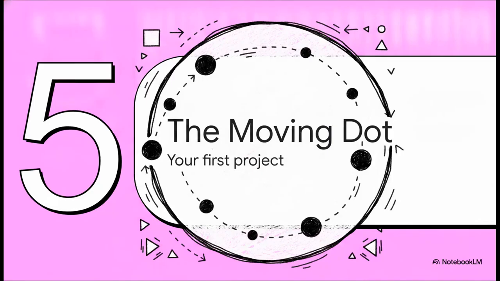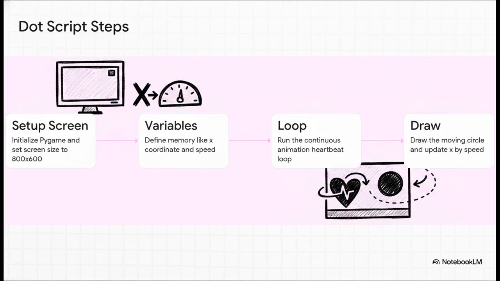Bringing it all together in Section 5, the moving dot. This is your very first project. By stacking these 4 exact steps, you create a complete working script. First, you set up the Pygame screen. Second, you define your memory, so that's your x-coordinate and your speed variables. Third, you start up that heartbeat loop. And fourth, you tell it to draw your circle, updating the x-coordinate by the speed every single frame.